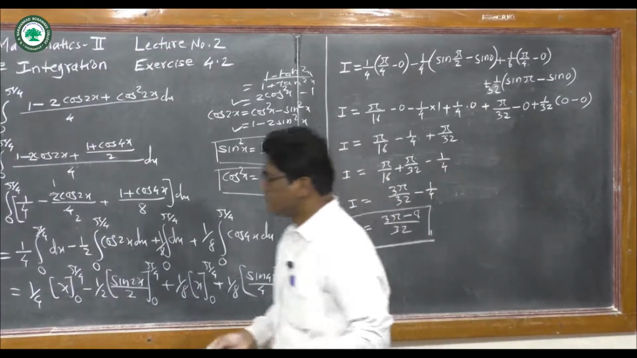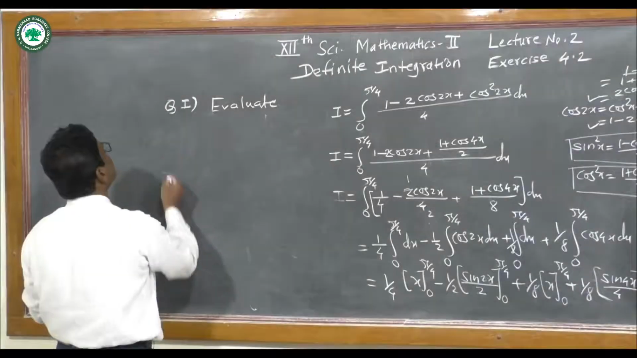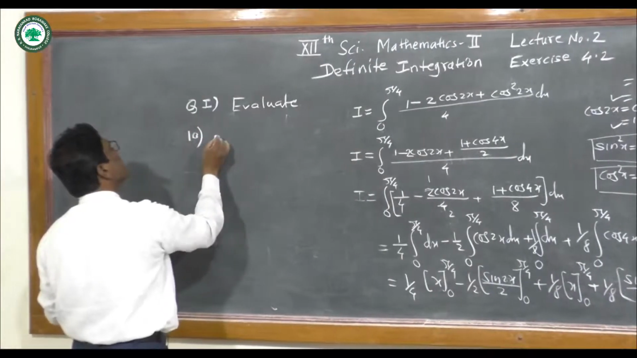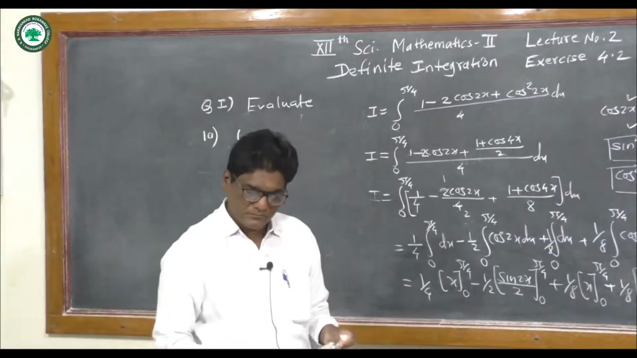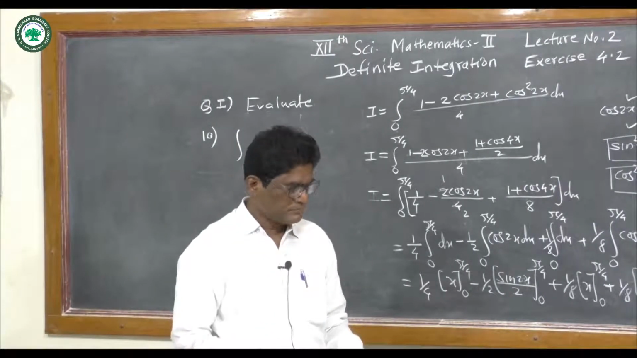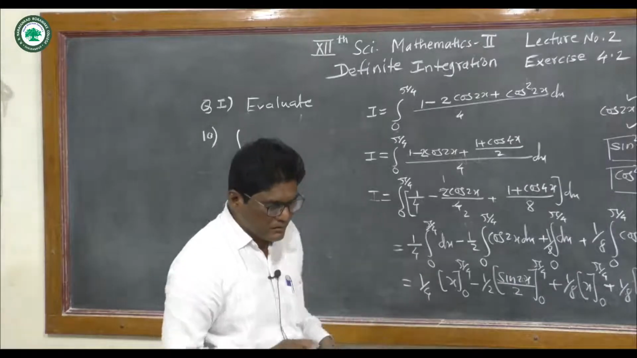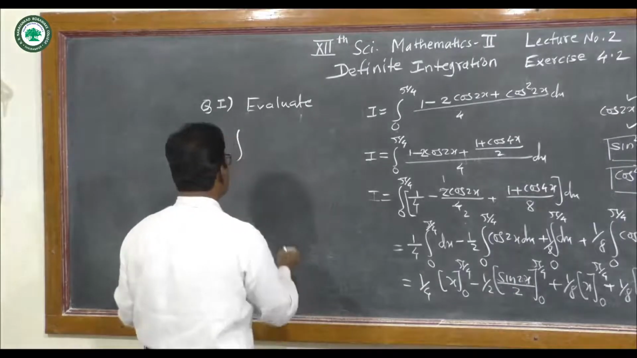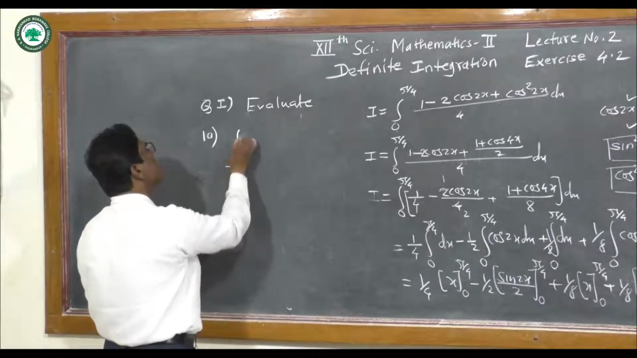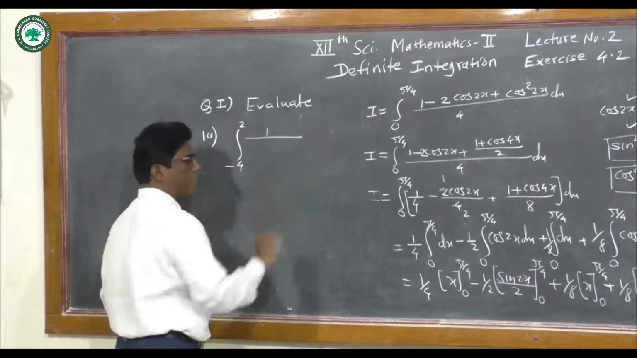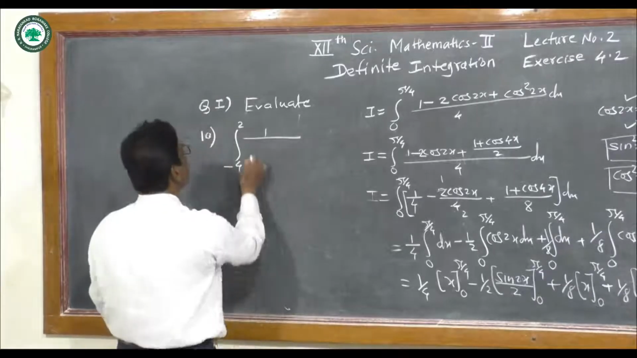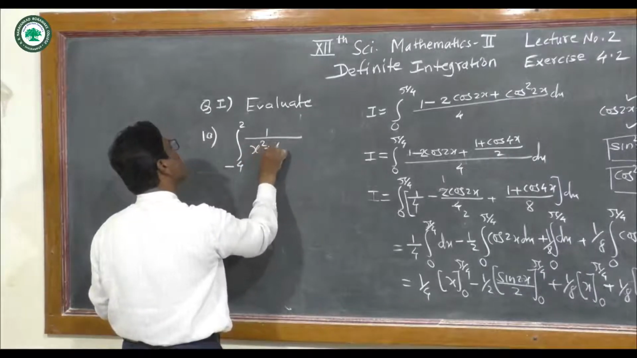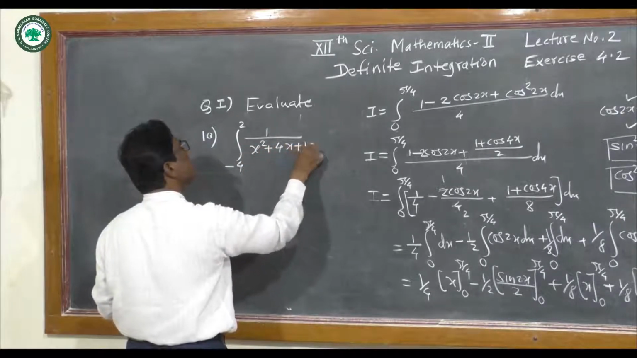Now the 10th problem: integration from minus 4 to 2 of 1 upon x square plus 4x plus 13 dx.